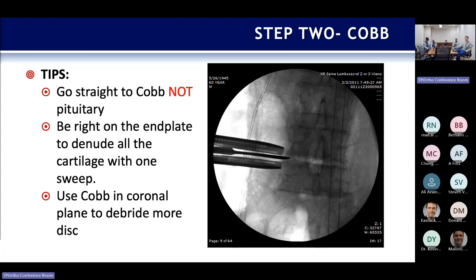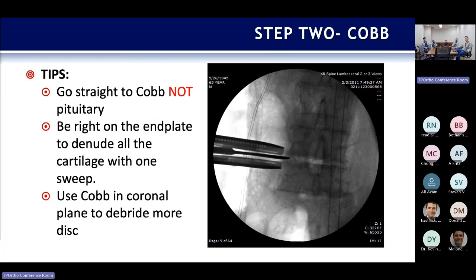Next, I go straight to the cob. I don't use a pituitary because, again, it's sort of a wasted step. But if I did a good job with my knife, I should be able to get in there with the cob. And this is probably the step I take the most time with, hands down. I need to make sure that the cob is directly between the end plate and that cartilage that'll come out. If you're in the right plane, the surgery is basically done after your cob. So take your time, get the cob in the right place, and then you go from there.